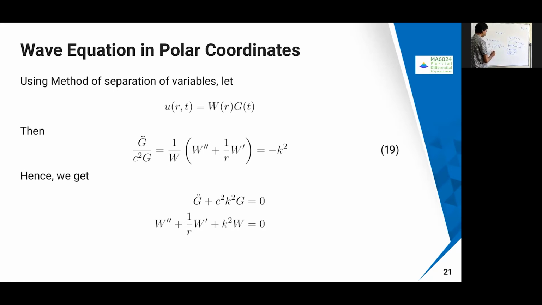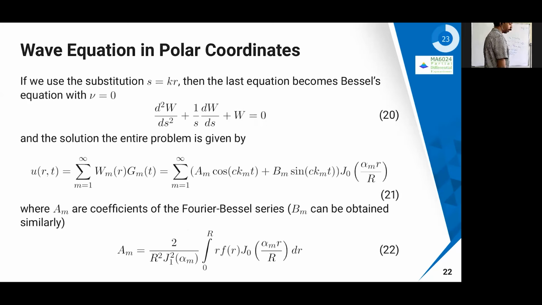So you are going to get g'' + k squared c squared g = 0. So that is going to be there. And then w'' + (1/r) w' + k squared w = 0 is going to come. The first equation you can solve, and the answer is going to come in terms of sin and cos.